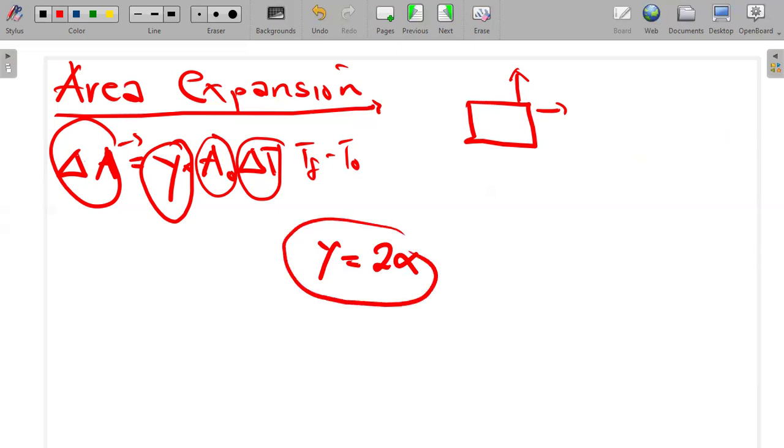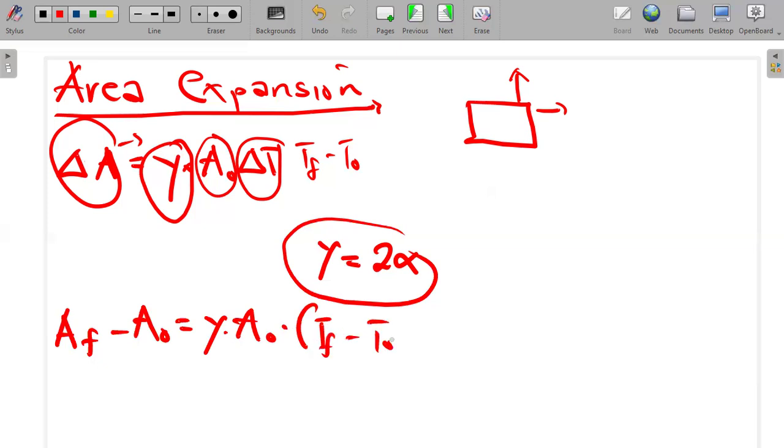So this is all about area expansion. Or if you want, you can also write this equation as the final area minus initial area being equal to gamma multiplied by initial area multiplied by change in temperature, which will be T final minus T initial. So you can use this equation in case they've told you to find the final area, or the initial area. That means you basically have to replace your delta A with these terms that we've indicated here. Then you can proceed with your calculation.